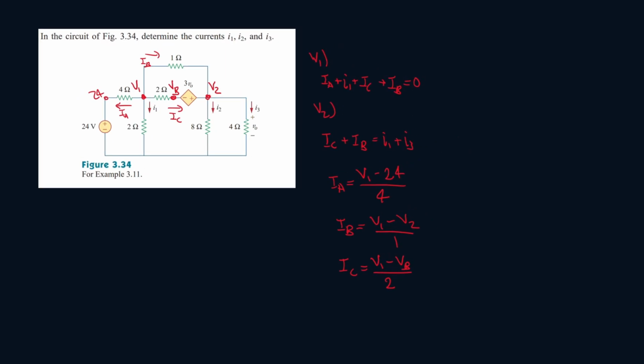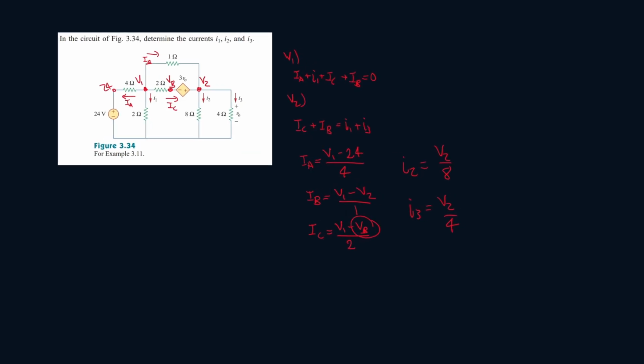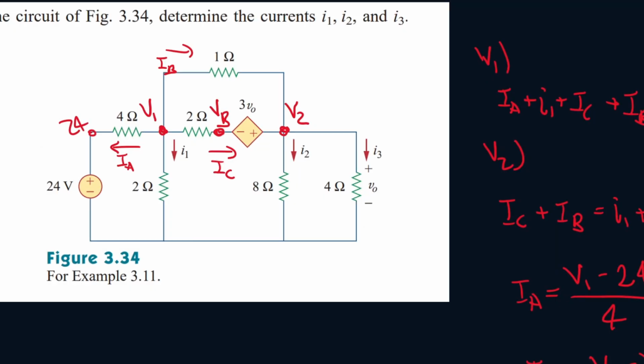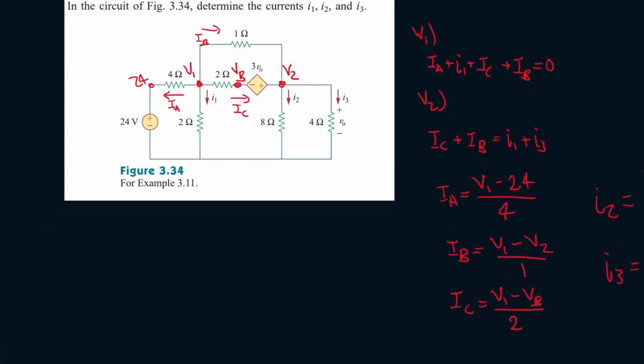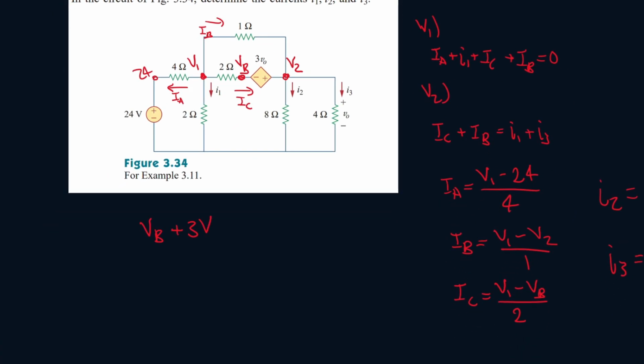Now let's find I2. So I2 will be V2 minus 0, so just V2 all over 8. And I3 will be V2 minus 0 all over 4. Now we have to find a way to plug in for this VB. So we see here the IC moves through this dependent voltage source and comes out of the positive terminal. So VB increases by 3 VO. Okay, so VB plus 3 VO will be equal to whatever comes out from the other end. So it's equal to V2.